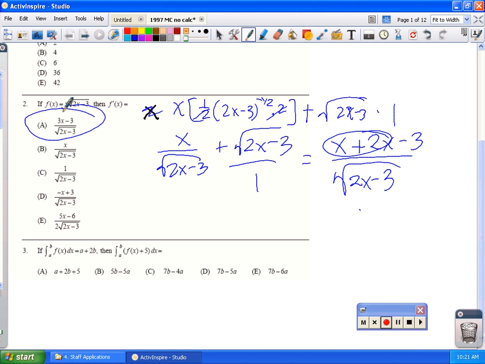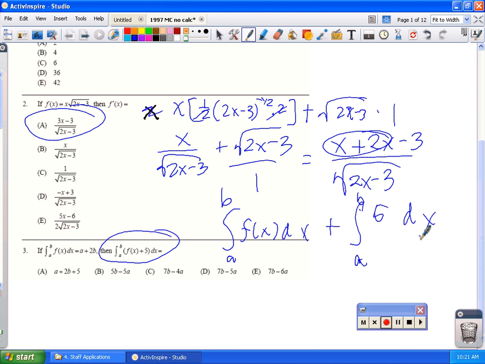Are we okay? In problem number 3, they tell you half of the answer, don't they? Yeah. The concept here is that the student must recognize that they have to use integral properties to take this thing apart and rewrite it as the integral from a to b of f of x dx plus the integral from a to b of 5 dx. We know the answer to this because they gave us the answer. What's the answer? A plus 2b. They gave us that answer.